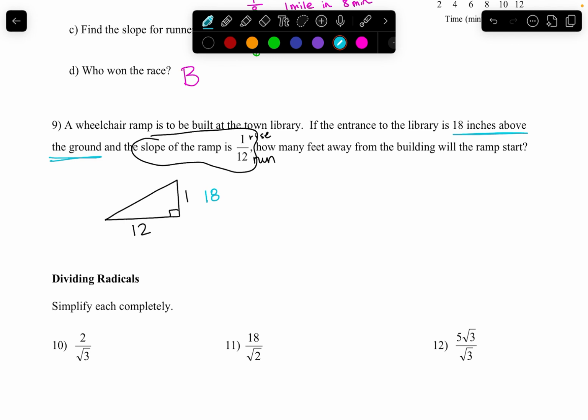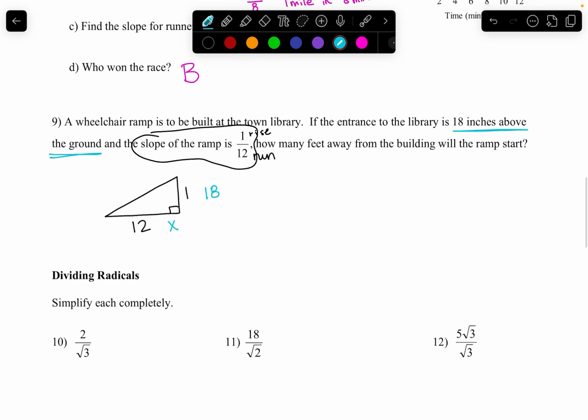How many feet away from the building will the ramp start? We got to find that. My slope is 1 over 12. So if my slope is 1 over 12, then that means that my ramp would have to be 18 over something, okay? And we're going to cross multiply here. I don't know if you remember how to cross multiply, but to cross multiply, you multiply the numerator of one fraction by the denominator of the other, and then you do it the other way.